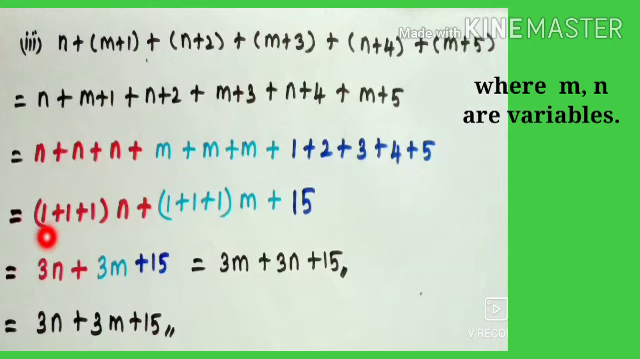Now to add these algebraic terms, we have to add the coefficients alone. So 1 plus 1 plus 1 are the coefficients of n, and the coefficients of m are 1 plus 1 plus 1, plus 15. When we add all these constant values, we get 15. So in the next step, 1 plus 1 plus 1 is 3n. And 1 plus 1 plus 1 is again 3m, plus 15. So 3n plus 3m plus 15 is the simplified expression.